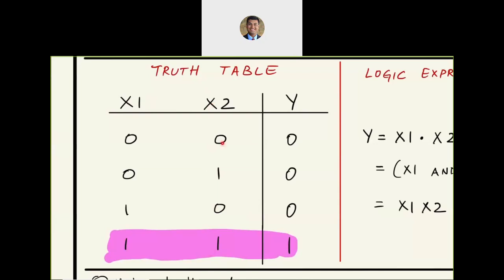rightmost input, which is the least significant input, and flip it or toggle it every time. So it goes 0, 1, 0, 1, 0, 1, 0, 1, and so on. For the next higher level, in this case x1, we go two zeros, two ones, two zeros, two ones.